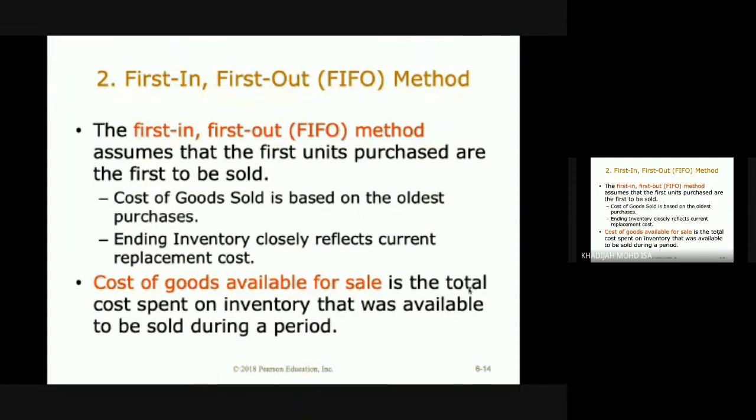And cost of goods available for sale is the total cost spent on inventory that was available to be sold during a period. So now we also have another term, what we call cost of goods available for sale, GAS. Goods available for sale is your opening balance plus your purchases. So if you have 2 units opening, and then you purchase during the period, that will be your goods available for sale. Opening balance plus your purchases, that is your GAS.